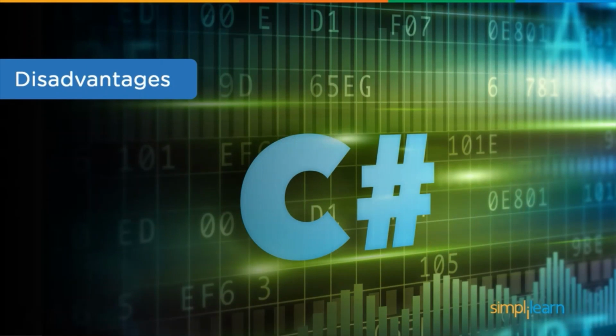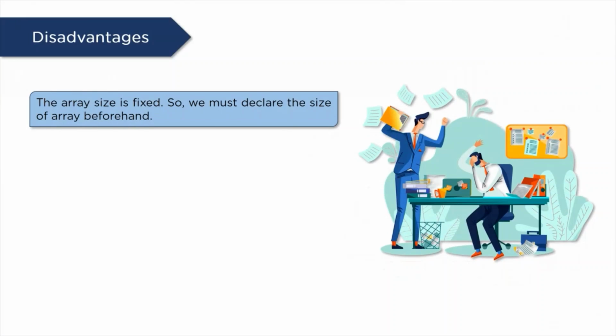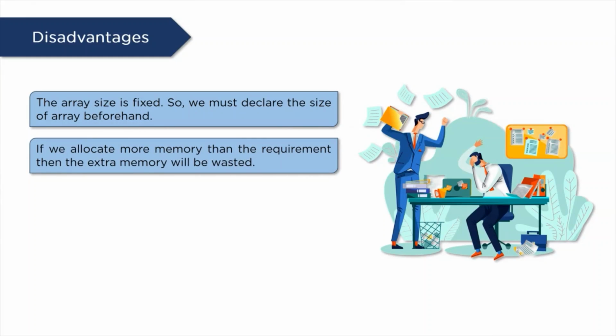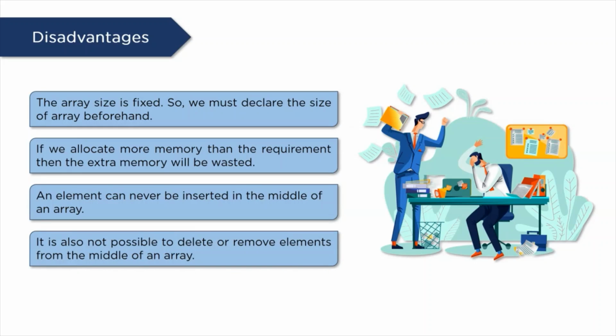Now, let's discuss the disadvantages of C# arrays. First up, the array has a fixed size. As a result, we must declare the array size ahead of time. Next up, if we allocate more memory than is required, then the additional memory will be wasted. Next up, an array element can never be inserted in the middle. And it is also not possible to delete or remove elements from an array's middle.